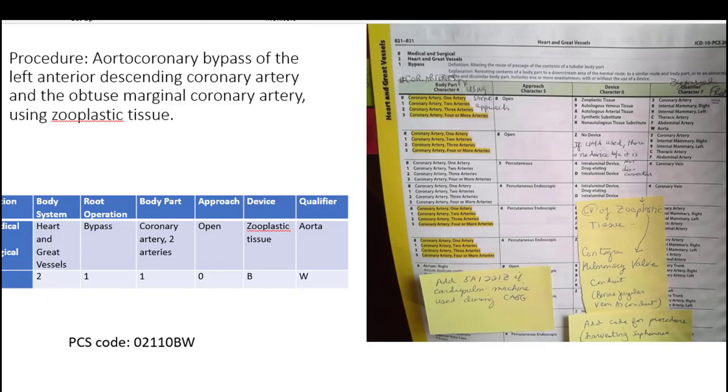So here's an example of this guideline where you've got an aortocoronary bypass of the left anterior descending coronary artery and the obtuse marginal coronary artery using zooplastic tissue. And you see the fourth character body part is our coronary artery, and it's two arteries. We mentioned the left anterior descending and the obtuse marginal. Open approach almost always on a bypass, if not always. And the device, we're going to use a zooplastic tissue, which you may recall is of animal origin, and it's bypassed from the aorta. So here you see the PCS code, you see my table, my notes.